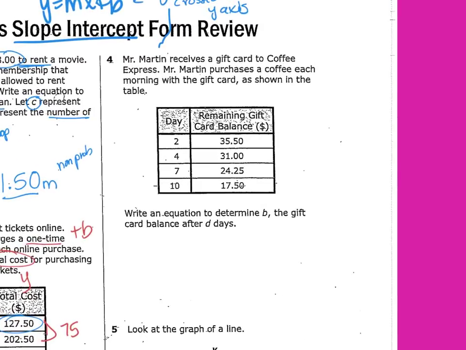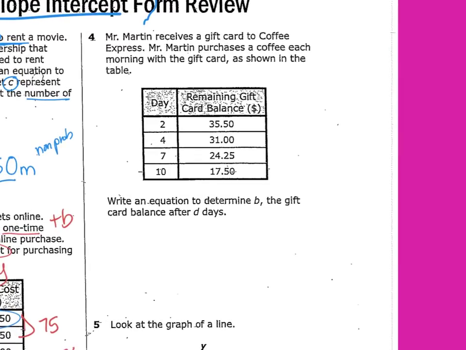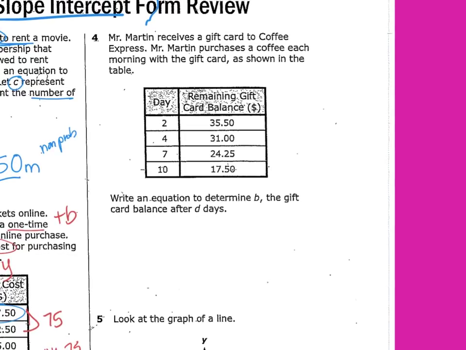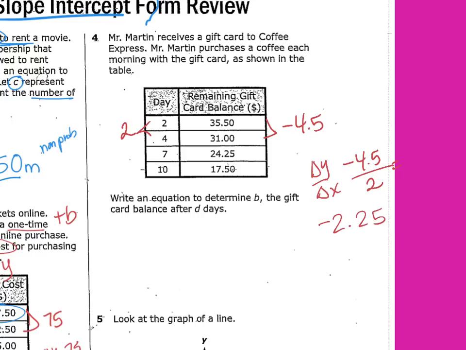Number 4, Mr. Martin receives a gift card to Coffee Express. Mr. Martin purchases a coffee each morning with the gift card as shown in the table. Write an equation to determine B, the gift card balance after D days. So let's figure out the slope first. So 31 minus 35.5 gives me negative 4.5, and 4 minus 2 is 2. So the slope, the y over x, negative 4.5 over 2, negative 2.25. So that's my slope. So y equals negative 2.25x.